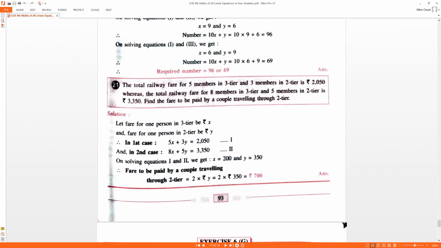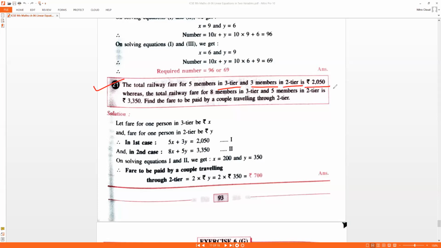All right. So the last question, which is again very easy. The total railway fare for 5 members in 3 tier. 3 tier means sleeper class. Okay. Have you seen those railway compartments with 3 levels? Right? 3 tier sleeper class. And 3 members in 2 tier. 2 tier is slightly expensive, because they charge you more, because there are fewer people.